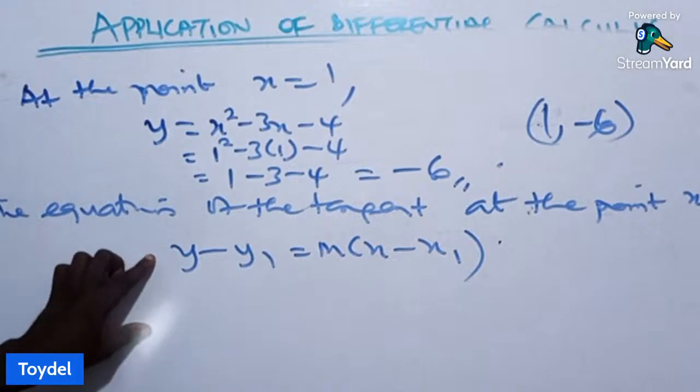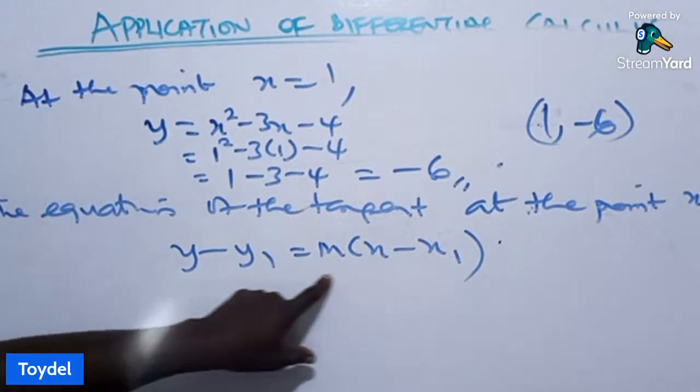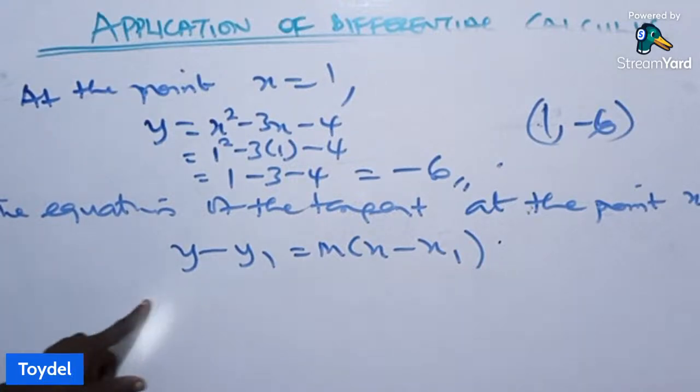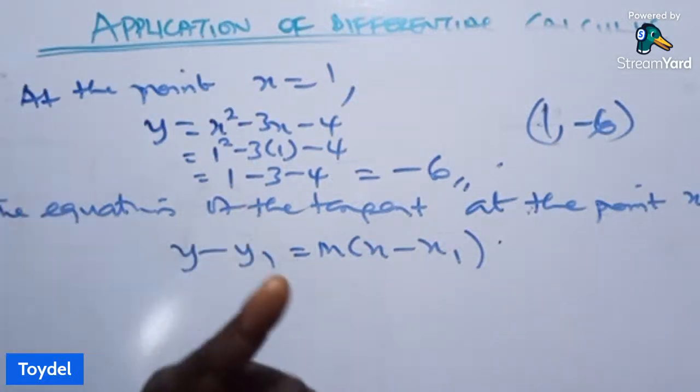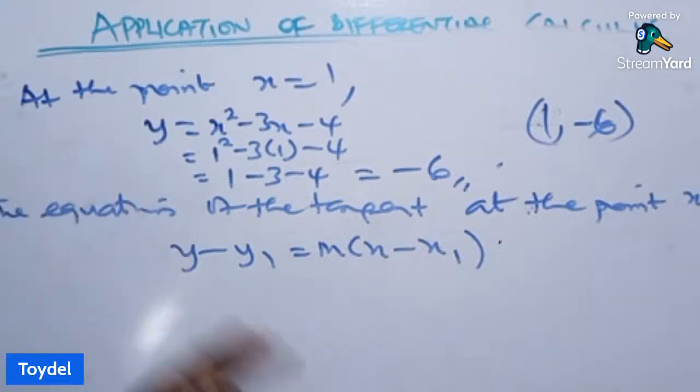Let me quickly explain this. Now, this equation is the equation of a straight line when you are given the gradient and 1 point. Please, you can check my video on the equation of a straight line. There are 3 forms of the equation of a straight line. We have when you are given the gradient and intercept form, when you are given the gradient and 1 point form, then when you are given 2 points, there's a way you rewrite the equation of that straight line.